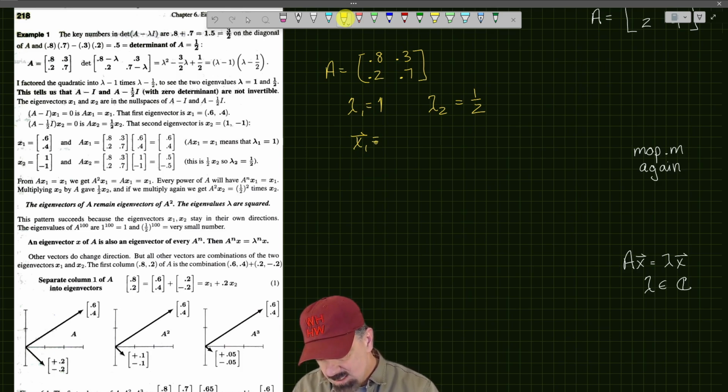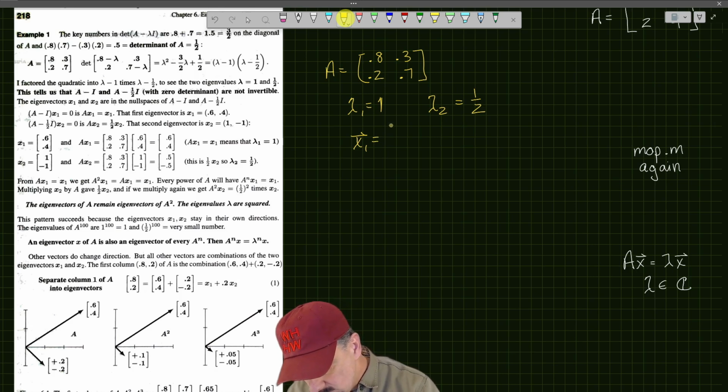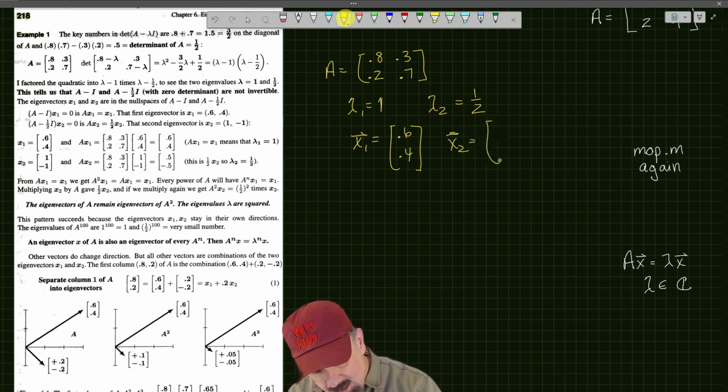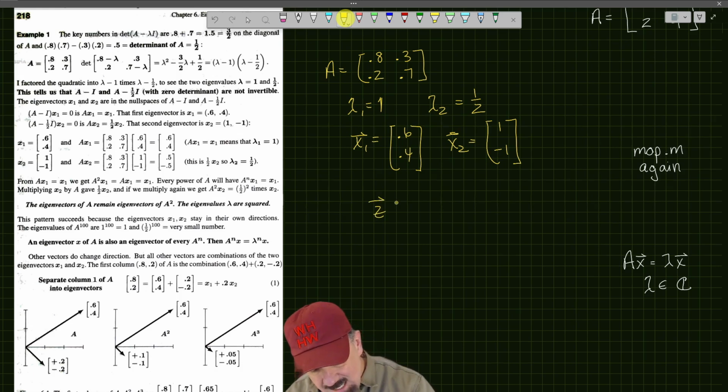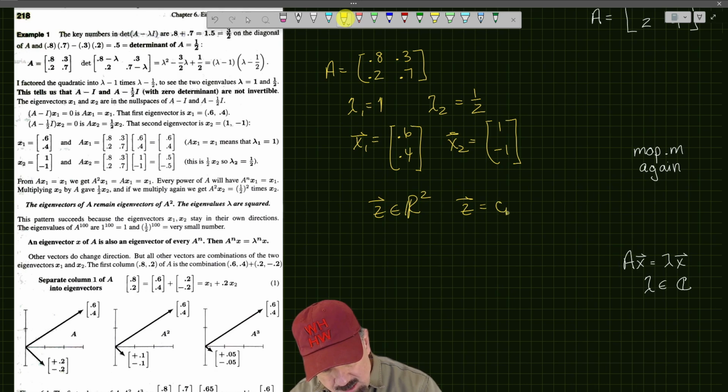So then he tells us that the eigenvectors associated with these eigenvalues are equal to 0.6, 0.4, and 1, negative 1. So the second eigenvector is 1, negative 1. And now let's stop and think for a minute. If we have any vector z in R2, I will be able to write z as a linear combination of the two eigenvectors.